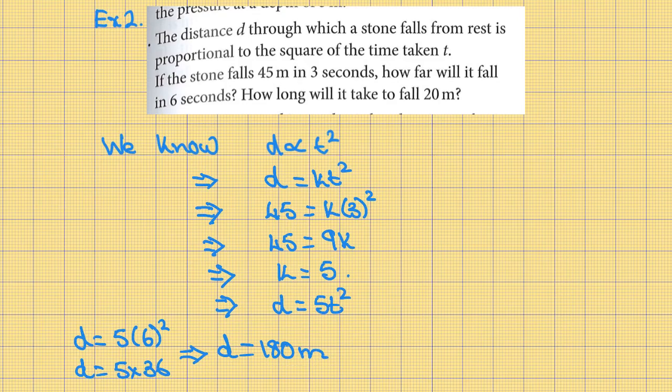When d is 20, we get 20 equals 5t squared. Therefore, t squared equals 4. Therefore, t equals 2.